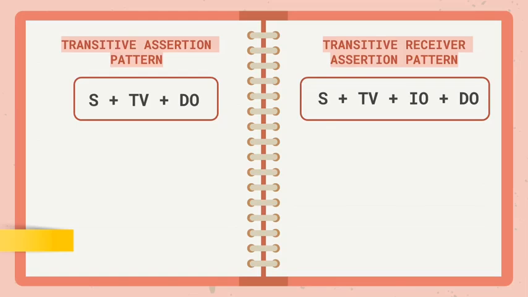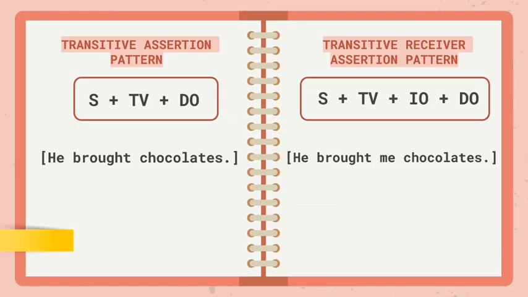We've seen the transitive assertion pattern consists of a subject plus a transitive verb and a direct object, while the transitive receiver assertion pattern has these same 3 elements plus an indirect object. This means that there is someone who receives the direct object. For example, in these sentences: he brought chocolates and he brought me chocolates. The indirect object "me" here indicates that it is me who receives the direct object. This means the chocolates. It could be any other person.